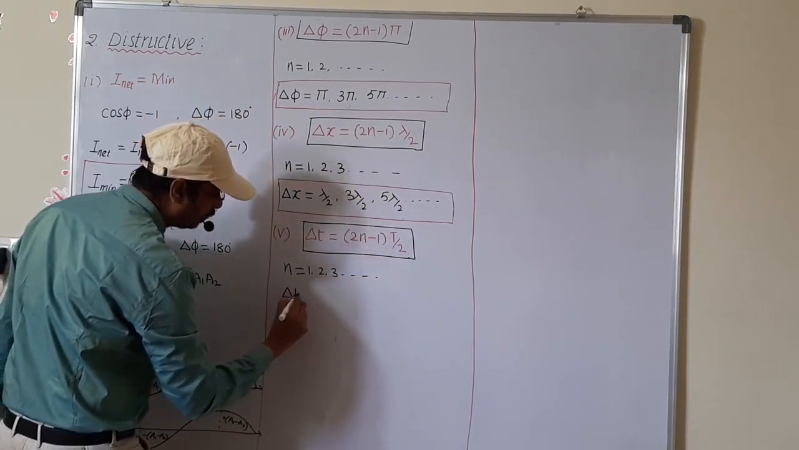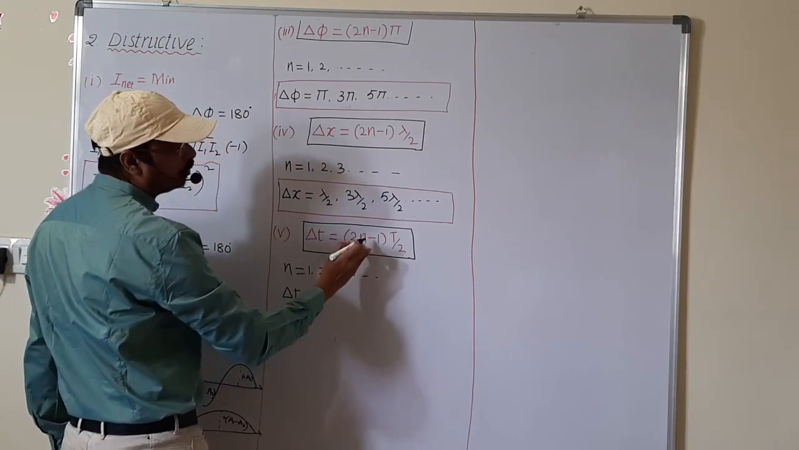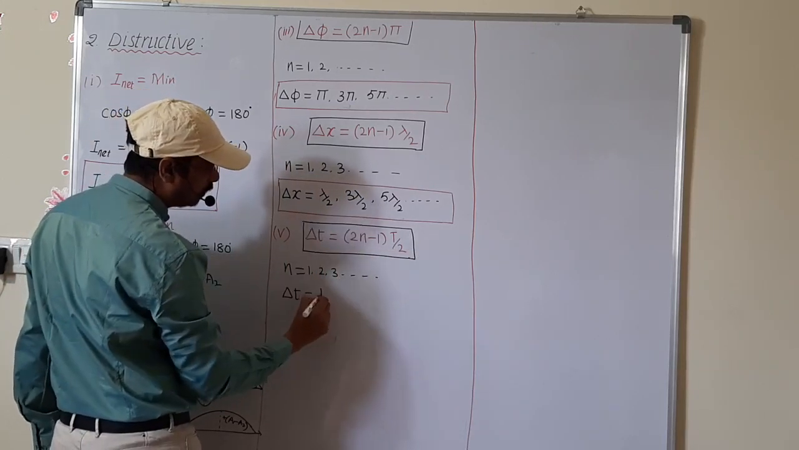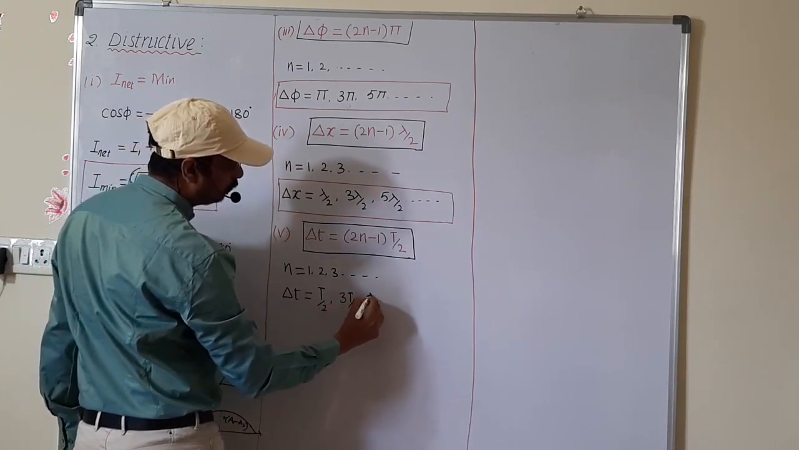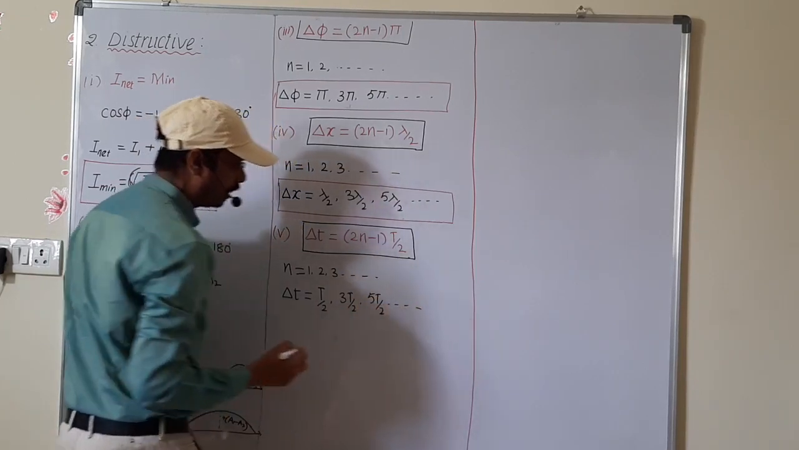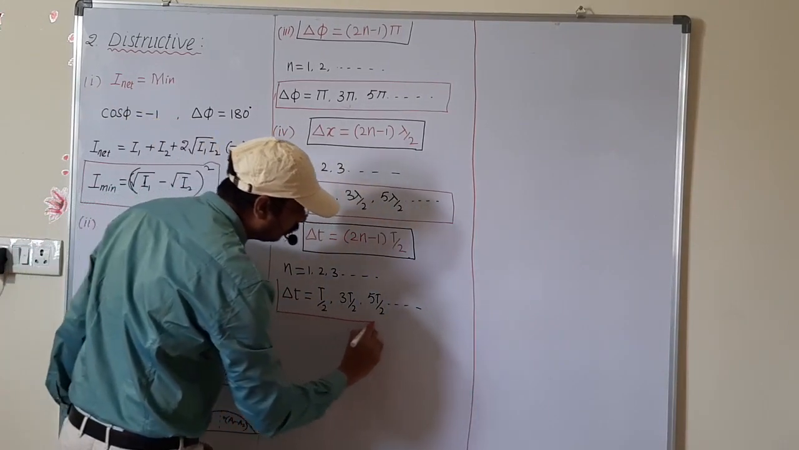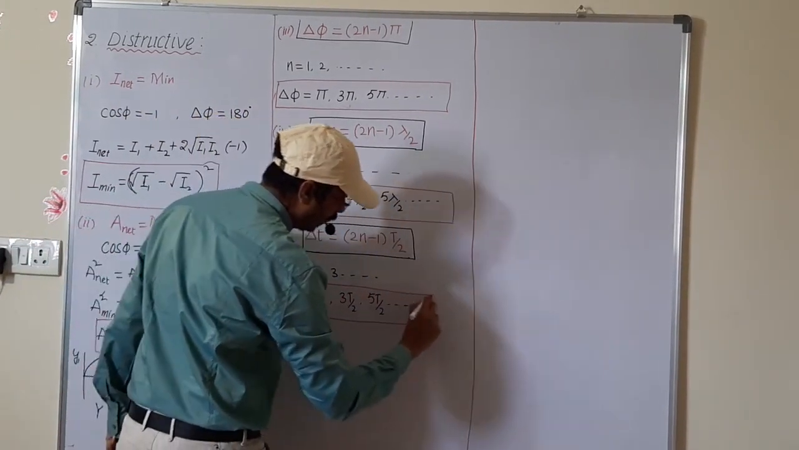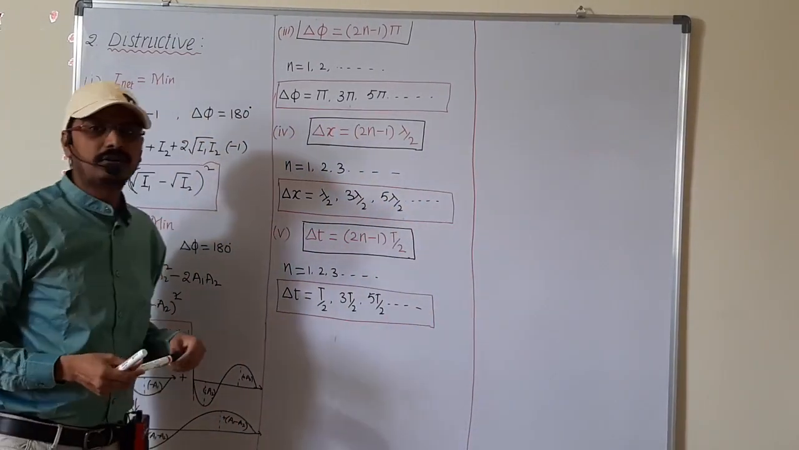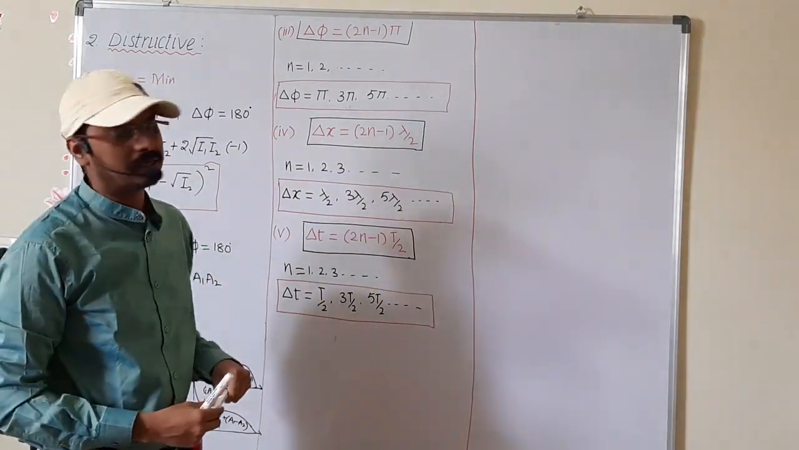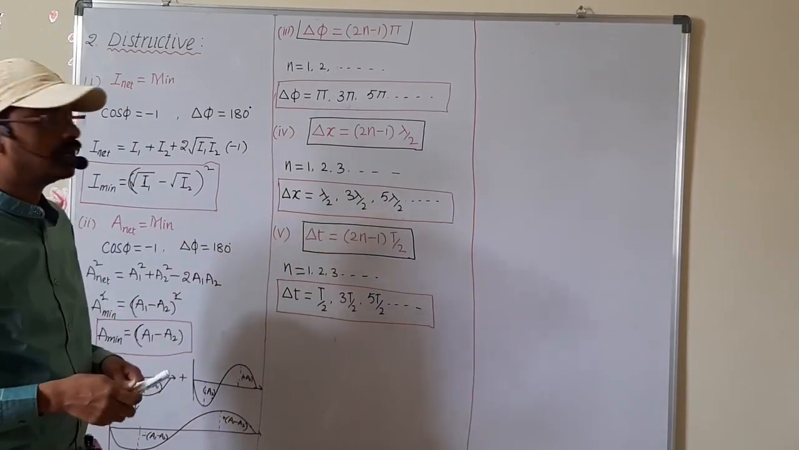Then delta t, the time difference, what will happen? If you substitute 1, 2, 3, again the same values we will get: T by 2, 3T by 2, 5T by 2 and so on. Whenever the time difference follows this condition, again that value will give destructive interference. These are the five ways we can explain constructive interference and destructive interference. This is very important to solve all the sums and to understand the remaining concepts also.